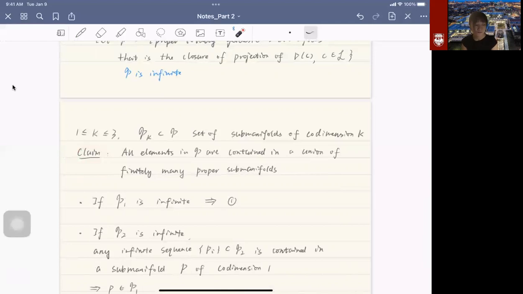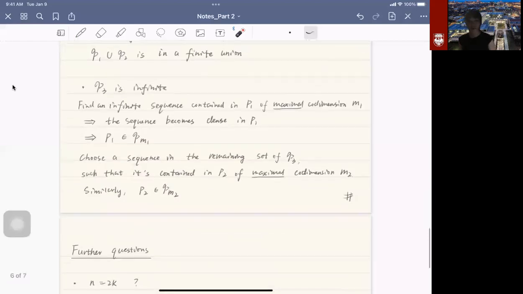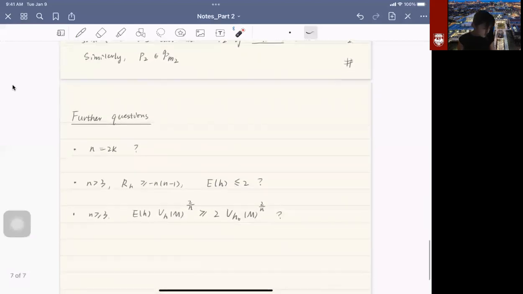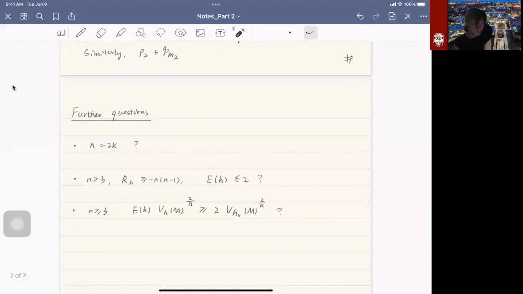So the rigidity result holds. Okay, so that's all about the proof. And finally, I also want to mention a few further questions. You can think about this if you are interested in this topic. Firstly, we only prove the result when the dimension is odd. So it's natural to consider what if it has even dimensions.